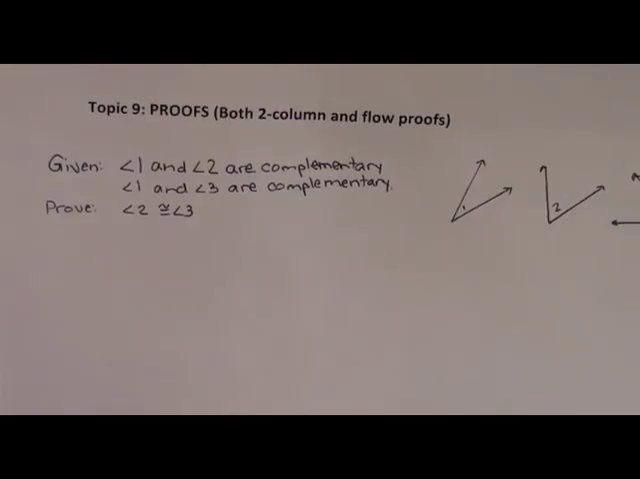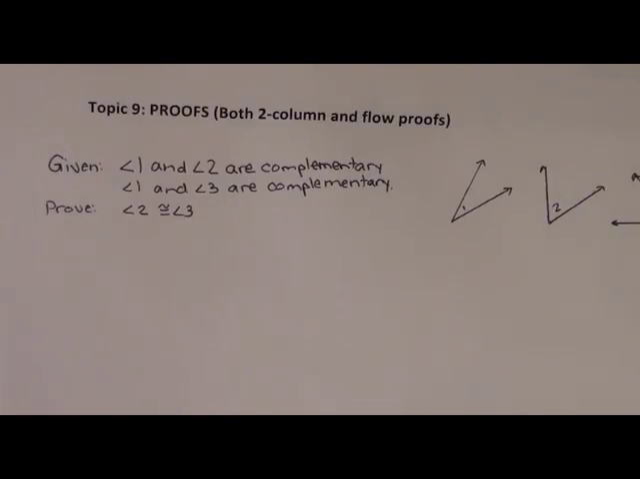Geometry 1, Chapter 2 Test, Topic 9. Proofs, both two columns and flow proofs. Proofs are a significant portion of your Chapter 2 test. So being able to come up with some proofs, to complete proofs, to fill in the blanks, and proofs is extremely important to doing well on the test.